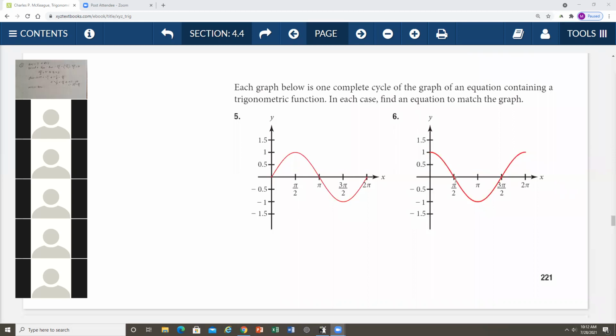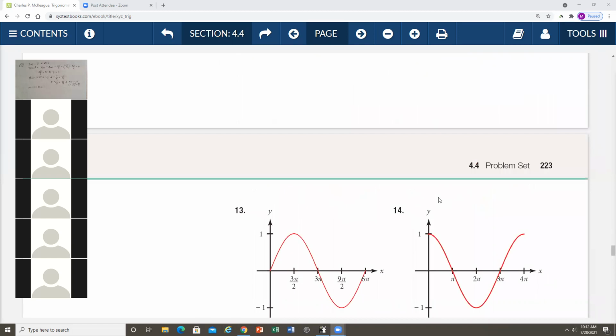Notice the basic cosine function still has its x-intercepts. Okay, notice on the x-axis, those x-intercepts are halfway in between the highest y value and the lowest y value. Notice the x-intercepts are halfway in between the highest y value and the lowest y value.